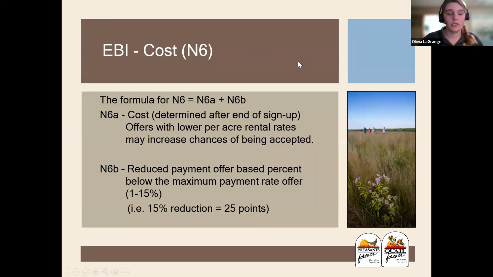And the last factor that you can play into is cost. So the formula for cost, N6 and then NA plus B, that's determined after sign up. So offers with a lower per acre rental rate may increase chances of being accepted. And you can reduce your payment offer based on the percent below the maximum payment rate offer. So you can take a reduction in that payment.